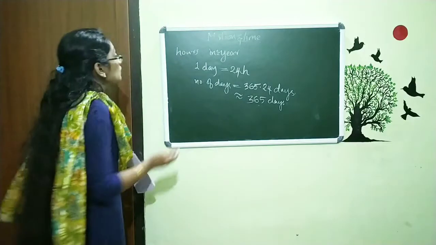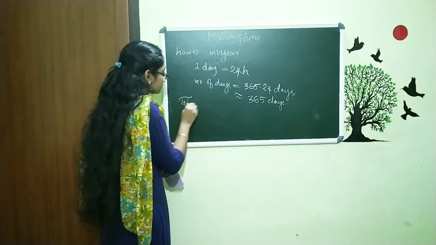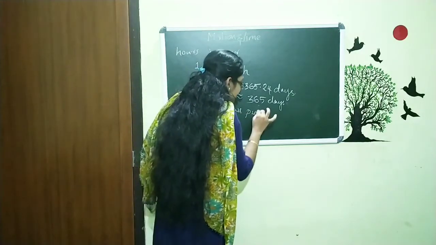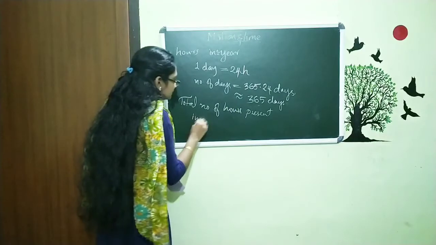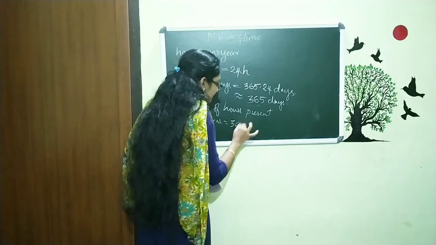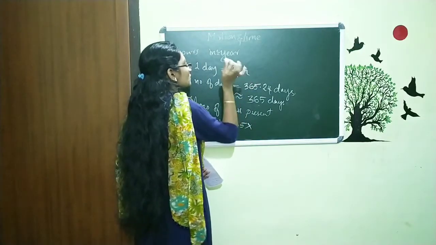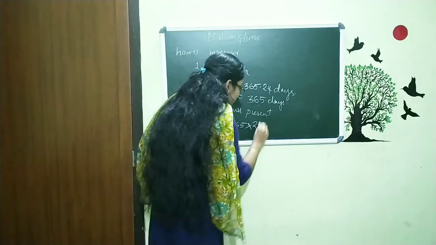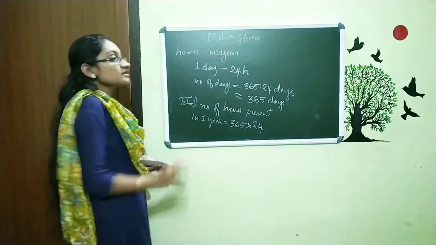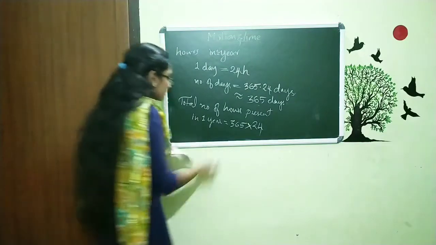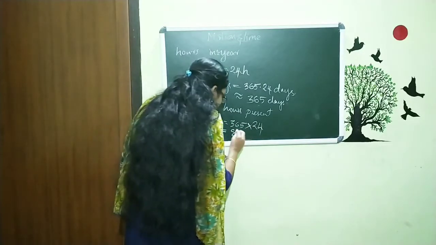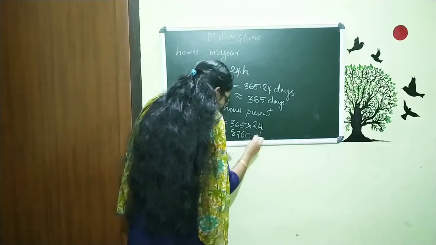Very simple. So the total number of hours present in 1 year equals the number of days, 365, into the total number of hours in a day. That means 24 hours. When we multiply this, we get the total number of hours present in 1 year. The value is this. When we multiply this, we get 8760 hours.